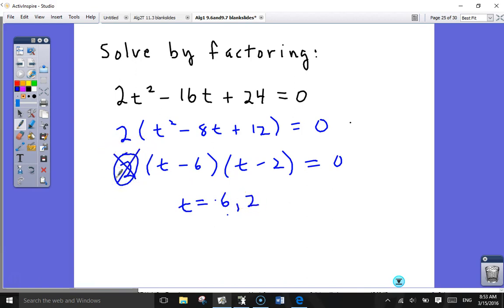In fact, you could have just divided both sides by 2, and it would be gone. Right? Because what's 0 divided by 2? 0. So it wouldn't change anything if I just divide everything by 2, get rid of it.